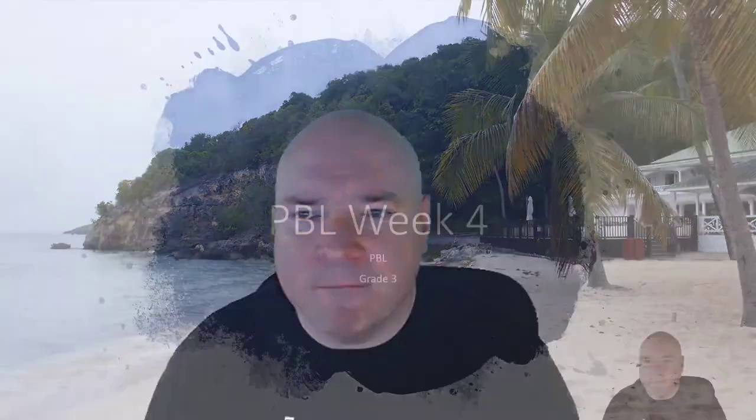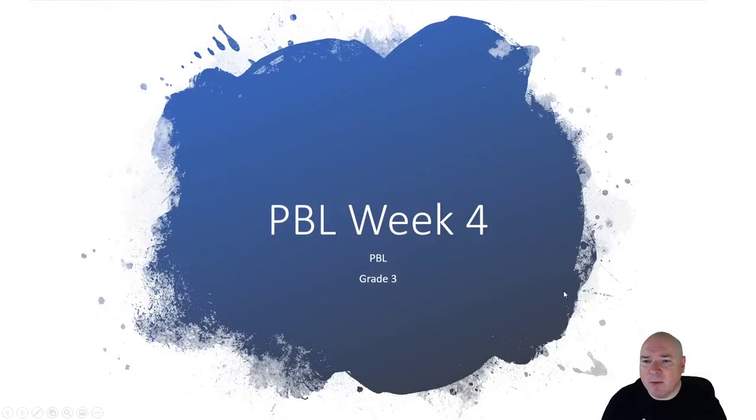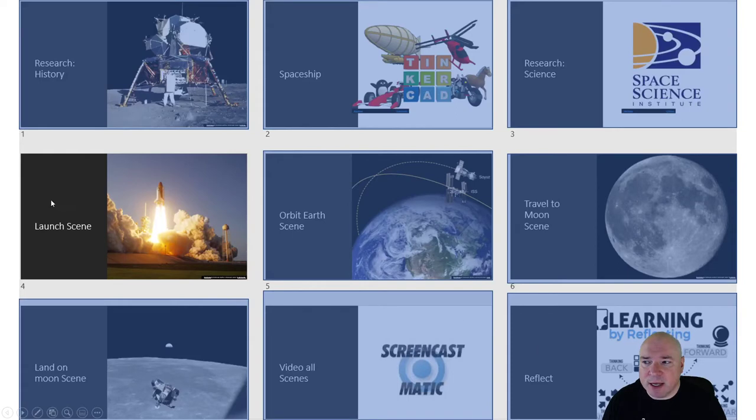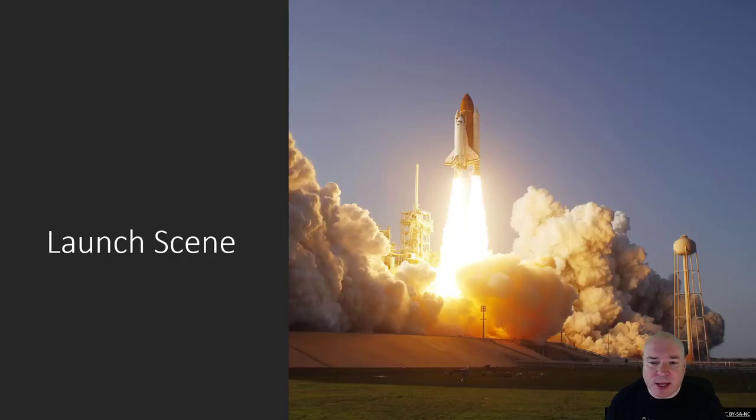This is week number four. Today, we are going to take another step in our journey to the moon. We're going to continue working on creating our program in Scratch that tells the story of our journey to the moon. This week, we're going to work on the launch scene when we launch the rocket into space. So we're going to need to get our rocket and a picture of the Earth, and we're going to put it together in Scratch. So that's what our launch scene is going to be. Let's go ahead and talk about how to do that in Scratch.